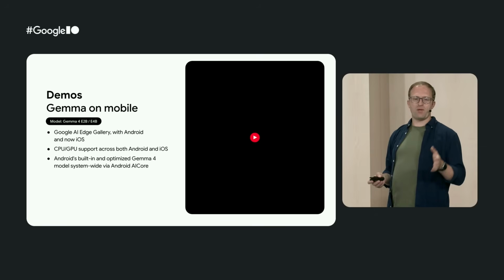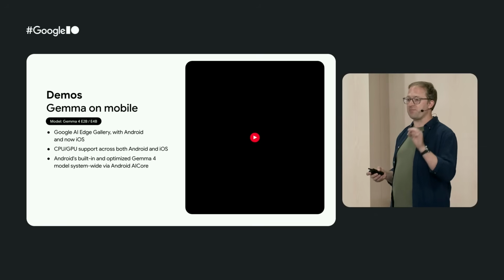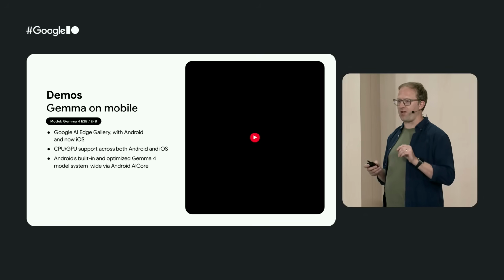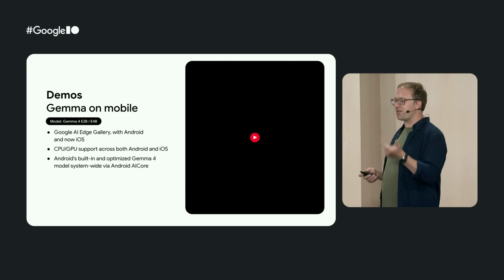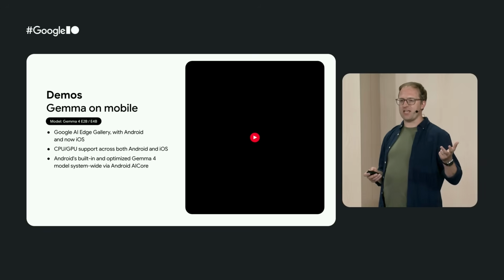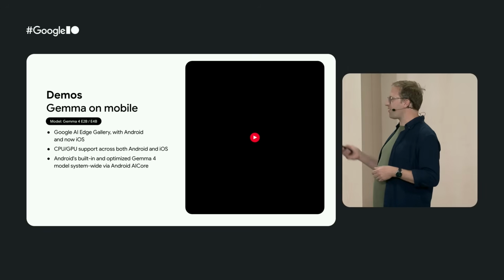So next up, I want to talk about mobile. We also mentioned that we have an E2B and an E4B model that are specifically tailored and optimized for mobile applications. And they run with accelerators on CPUs, GPUs, and TPUs, thanks to LiteRT and AI Core. So let's have a look at the video.